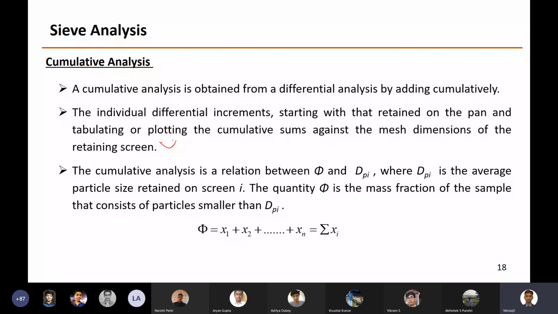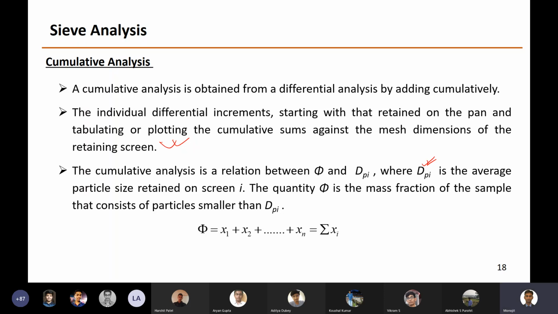Don't get confused, once we see the example, things will be clear. So what is the cumulative analysis? It's basically a plot between this psi and dpi, where dpi is the average particle size. Dpi you are already familiar with. You have already seen this.